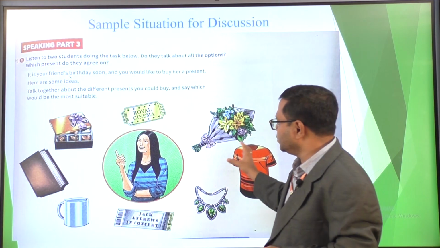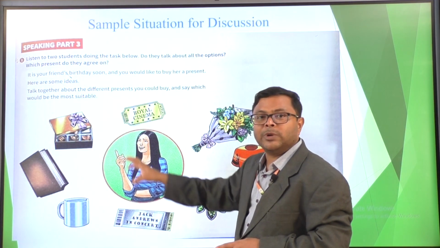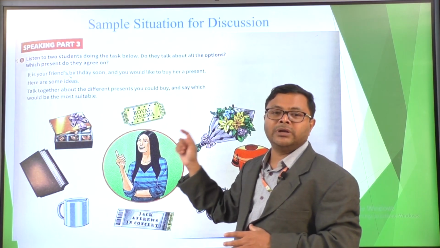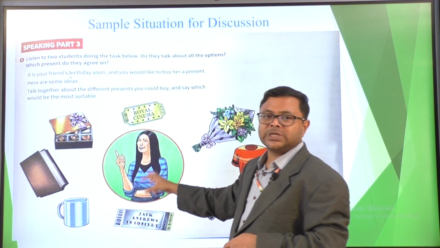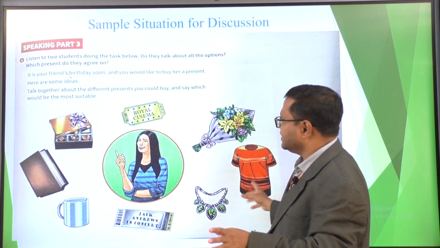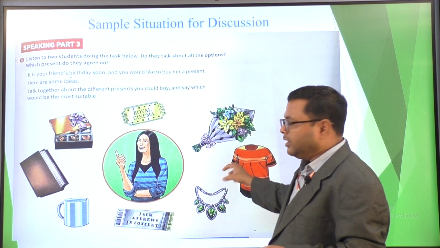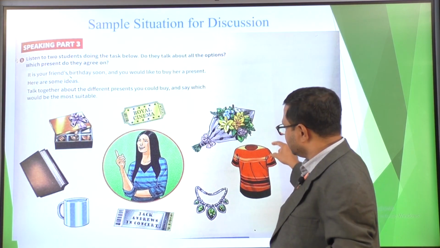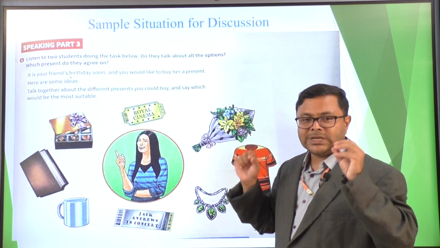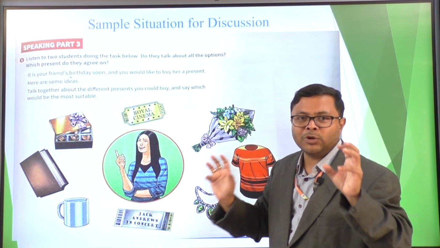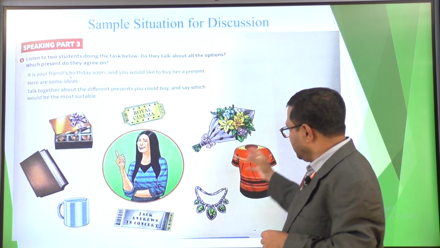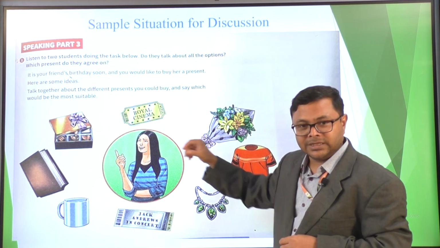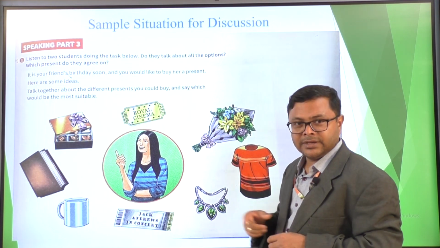All these things you have to discuss properly, and only then come to an agreement at the end and select any one option. It is not necessary that you select the flower bouquet or the T-shirt. What is important is your negotiation ability, your capability to convince the other with some logic.